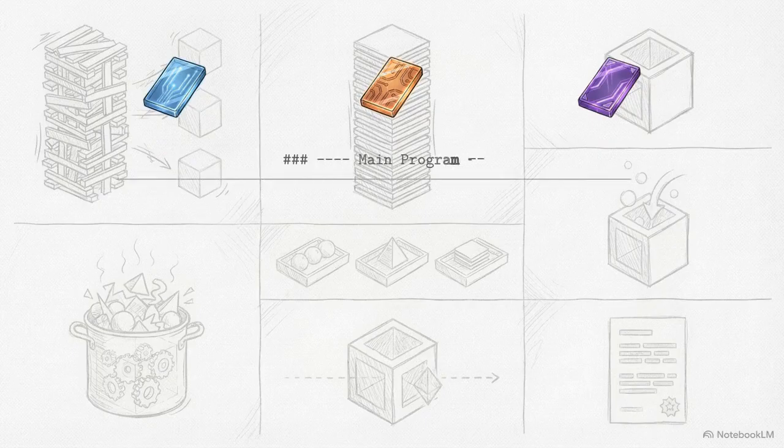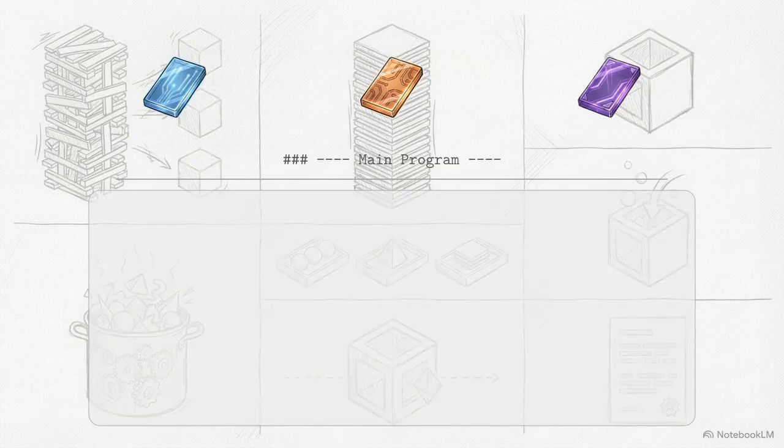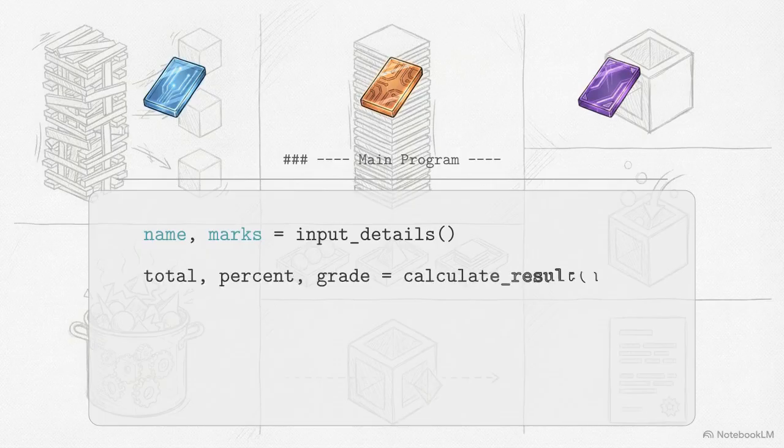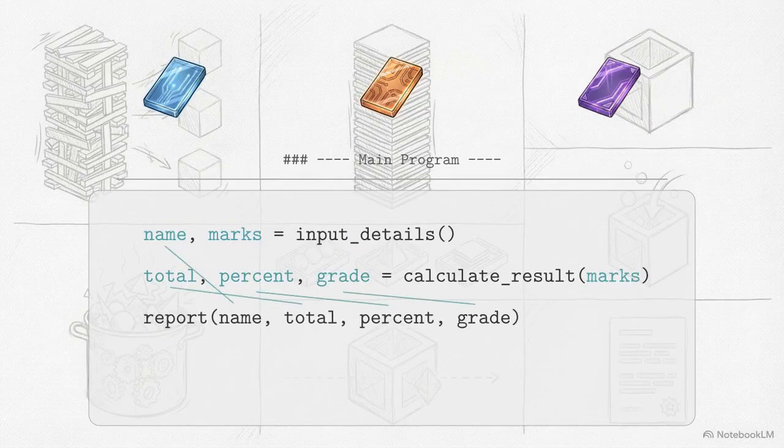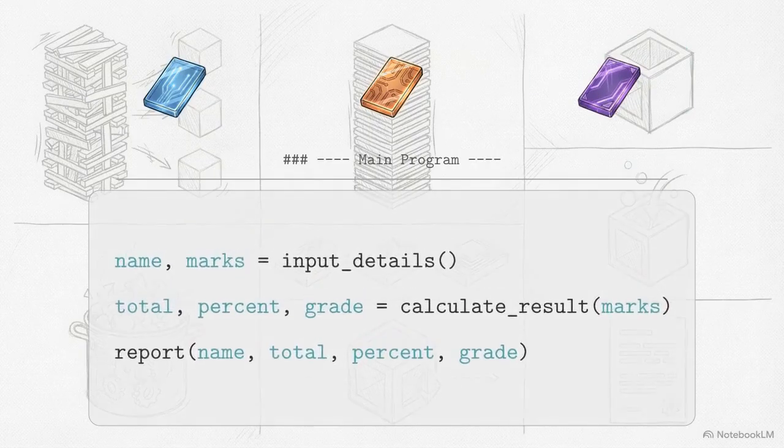To run them, we create a distinct area at the bottom of the script called the main program. This acts as the master controller that orchestrates the functions. First, call input_details. We catch its returning outputs by assigning them to variables on the left. Now, feed those marks into calculate_result. The function processes the math and hands back the total, percent, and grade. Pass all of those gathered variables into the report function to trigger the physical printout.